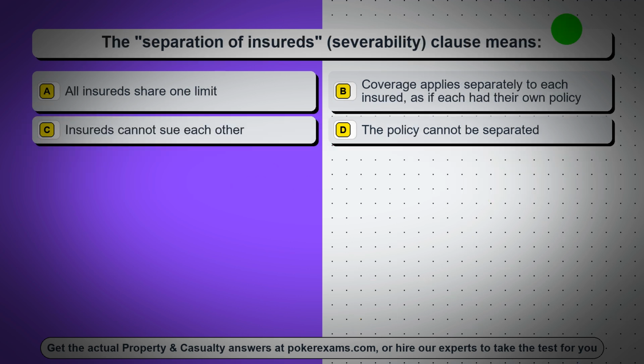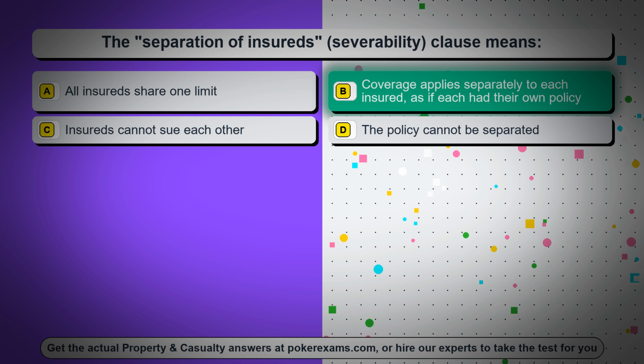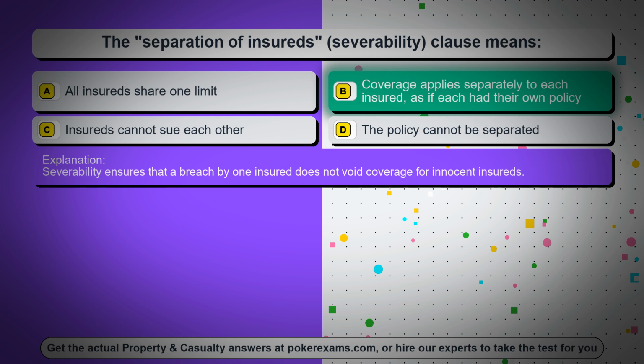Question 54. The separation of insureds, severability, clause means: Option A, all insureds share one limit. Option B, coverage applies separately to each insured, as if each had their own policy. Option C, insureds cannot sue each other. Option D, the policy cannot be separated. The correct answer is option B, coverage applies separately to each insured, as if each had their own policy. Severability ensures that a breach by one insured does not void coverage for innocent insureds.